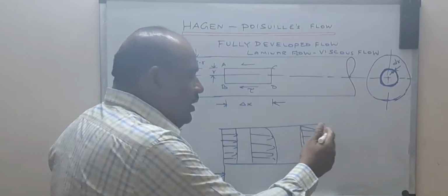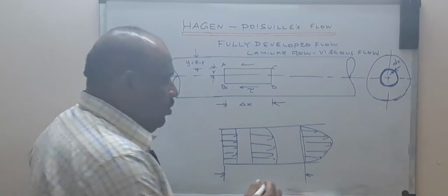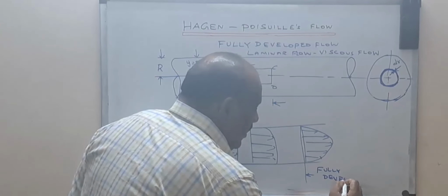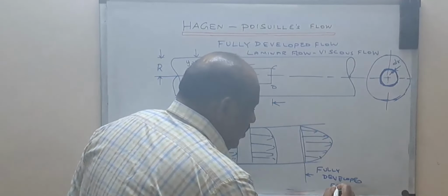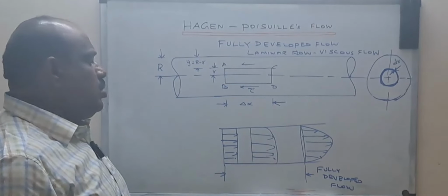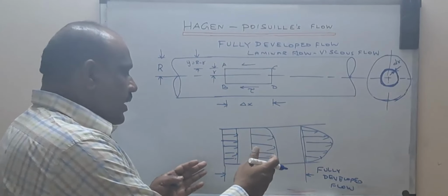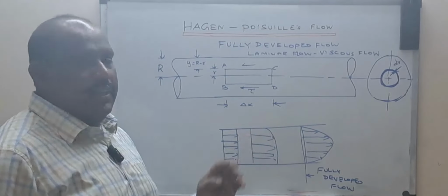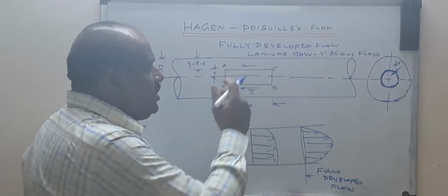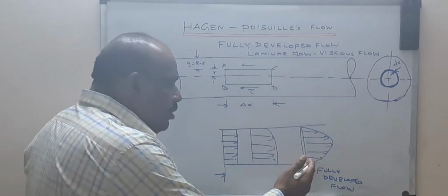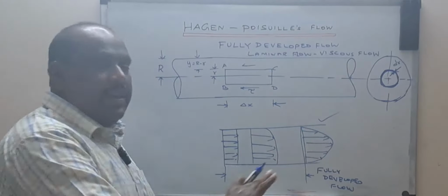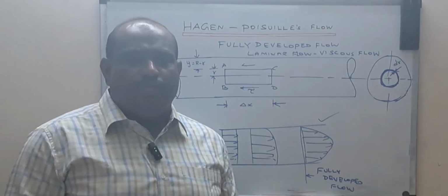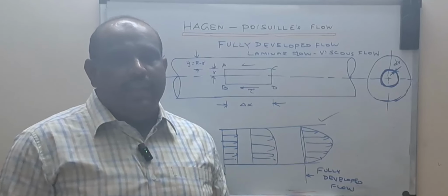Beyond this one, it is called what? The fully developed flow. This is the hydrodynamic layer length where the flow is trying to develop on its own from this region to here. Whenever we study Hagen-Poiseuille flow, it is not concerned with this region. It is concerned with this particular domain, after the flow is fully developed. There only we are going to study the flows.